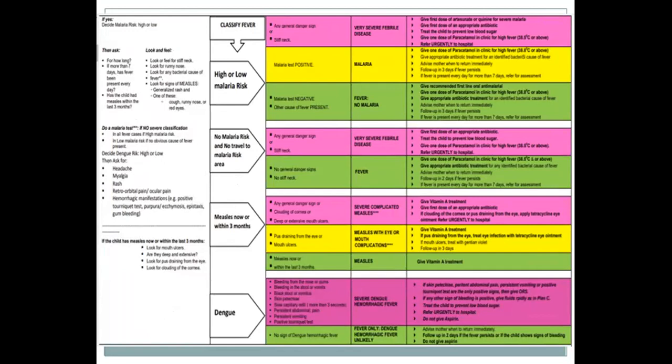When the malaria test is negative and there is fever, or no malaria test, give the recommended first dose of anti-malarial, give an oral dose of paracetamol in the clinic, and provide treatment at home. Very severe febrile disease, with any danger sign or sick child: give one dose of appropriate antibiotic and treat the child.